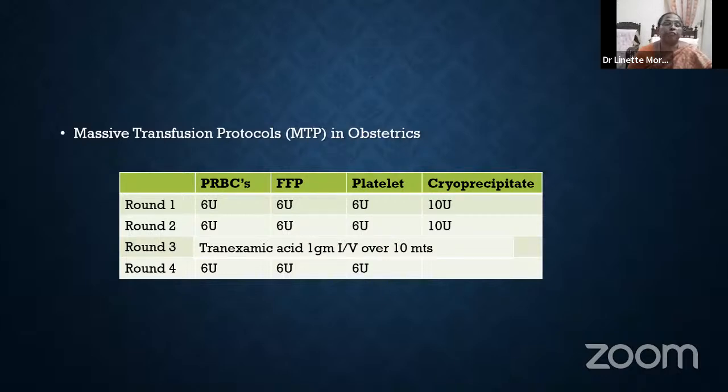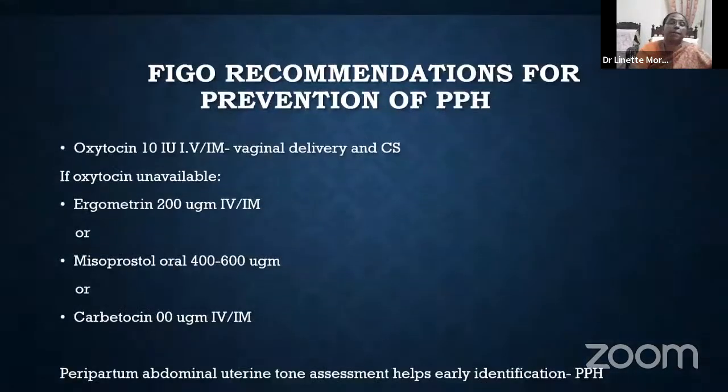This shows that once the massive transfusion protocol is activated, then the blood bank will send 4 rounds, each of 6 units of PRC, FFP, platelets, and 2 rounds of cryoprecipitate. Now, what is the role of tranexamic acid? It has been shown in studies that if it is used early, within the first 3 hours, it can cause a mitigation of the hemorrhagic episodes.